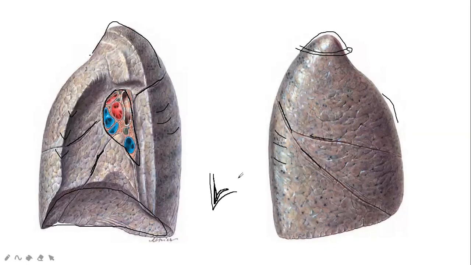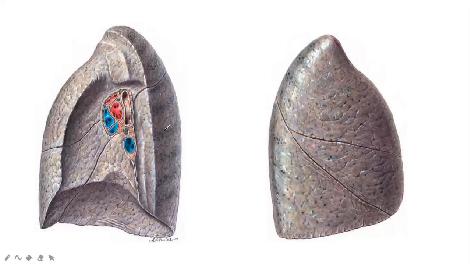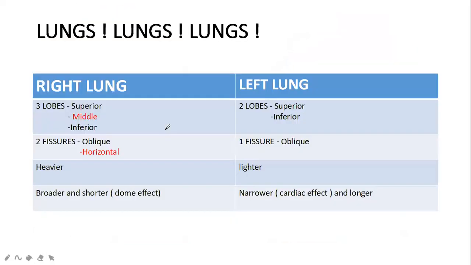Now, having said that, we need to understand what is common and what is different between the two lungs, between the right and the left lung. So let me list these things here, then I'll explain them as we move on. The right lung has got 3 lobes.